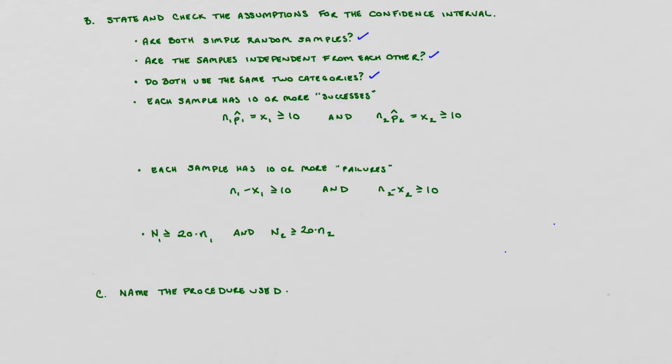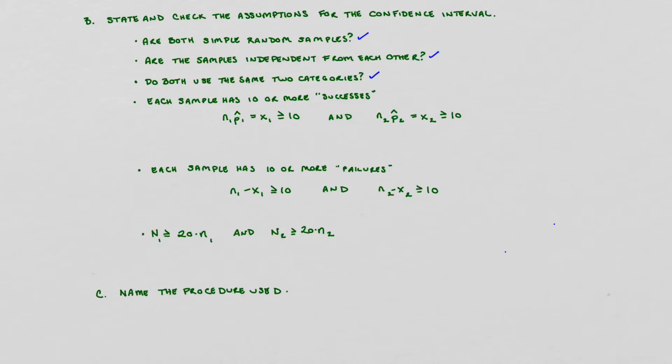Now we want to check for successes and failures. So again, depending on the textbook that you're working with, you're either going to be looking for 5 or more successes and 5 or more failures. In this case, I'm going to work with 10. Again, you have a formula that you could use, which is going to be the sample size times the sample proportion. But actually, our narrative gives us all the information that we need here.